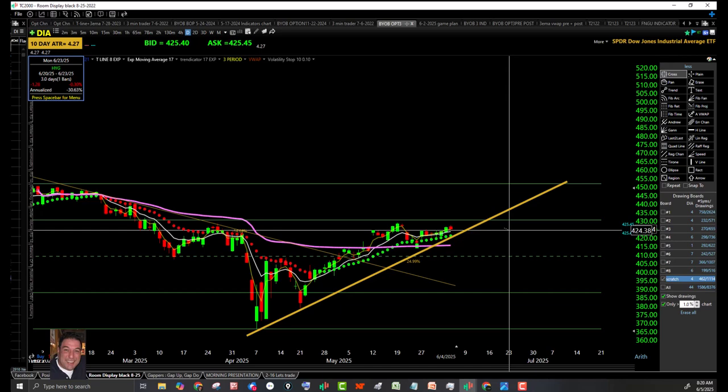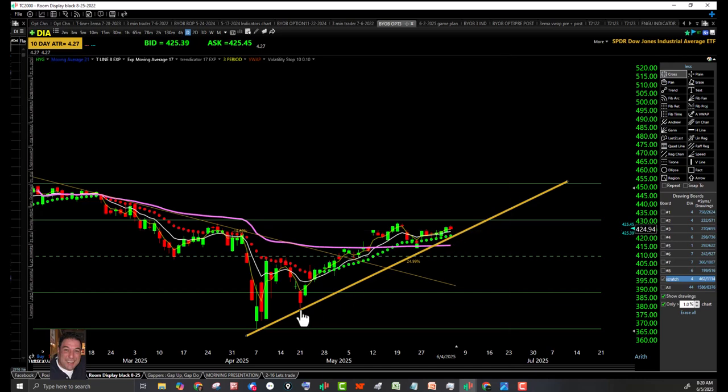Up here in the upper third, that's bullish. Making higher lows and higher highs, that's in the uptrend. Moving up and holding the higher ground, also bullish. Diamond Dow, bullish, uptrend. IWM, bullish to neutral and in an uptrend. SPY, bullish and in an uptrend. QQQ, bullish and in an uptrend.